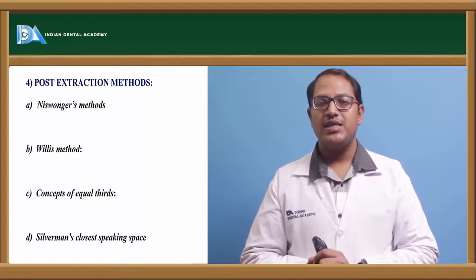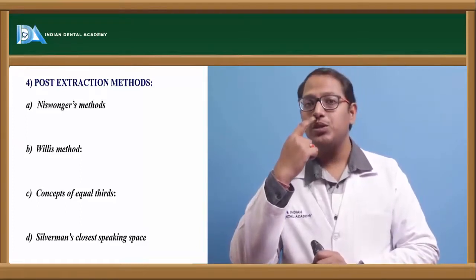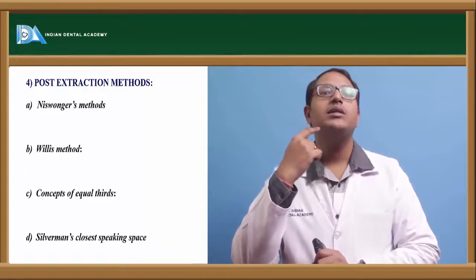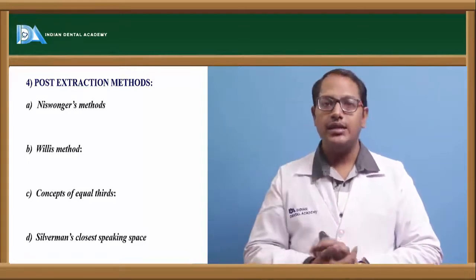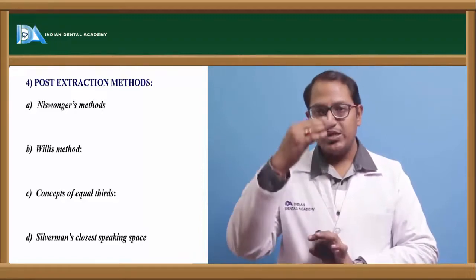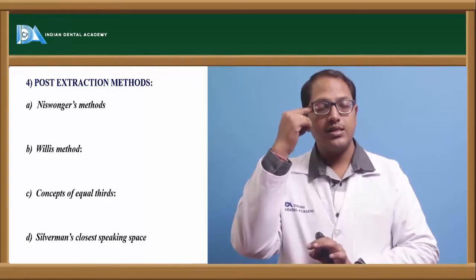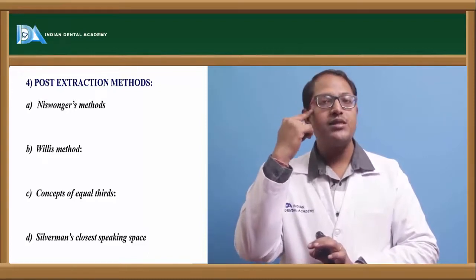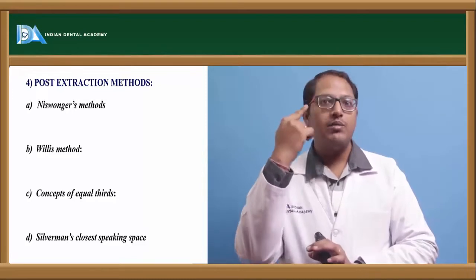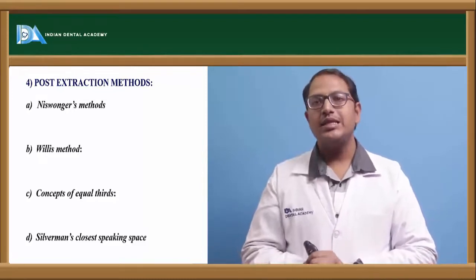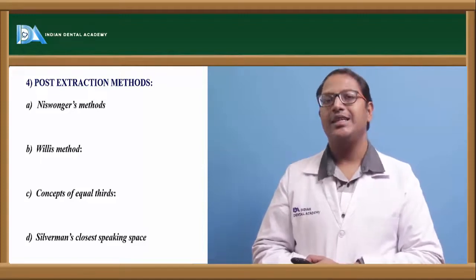The concept says the distance from the eye to the nose, and from the nose down to the chin, is equal; thirds divide the entire face. So based on that, this distance is equal to this distance. Whatever this distance is, call it A, and this distance B. So you can make A equal to B. That is how you can divide the denture, mark the denture, and finalize the vertical dimension in a patient.